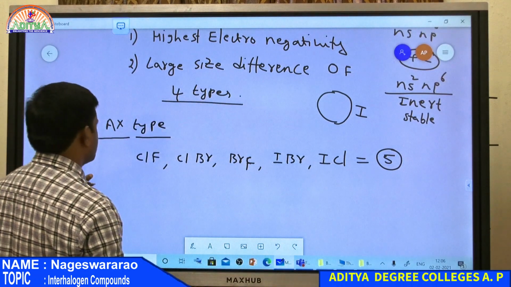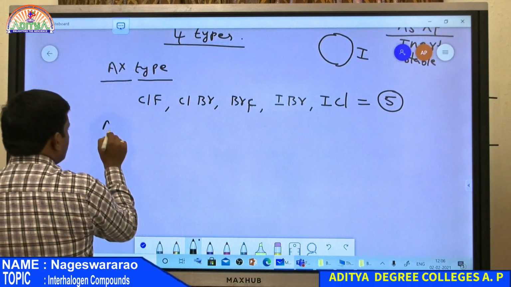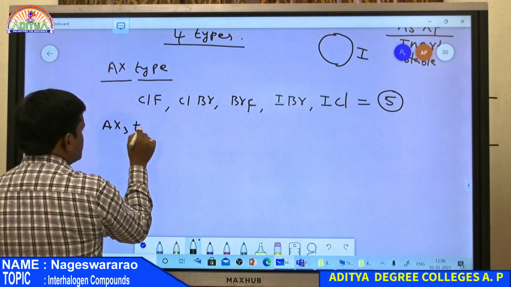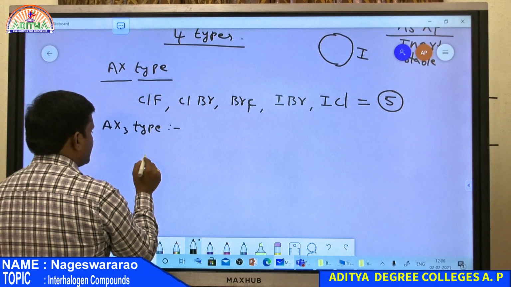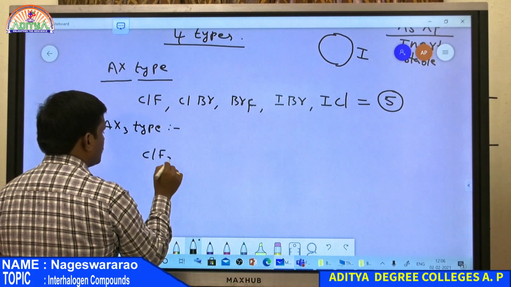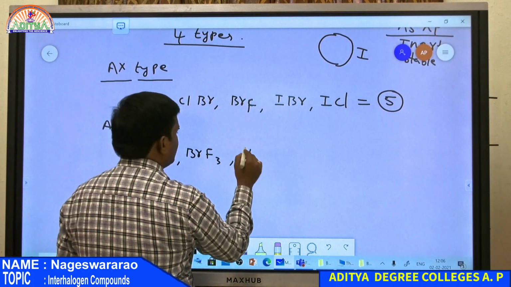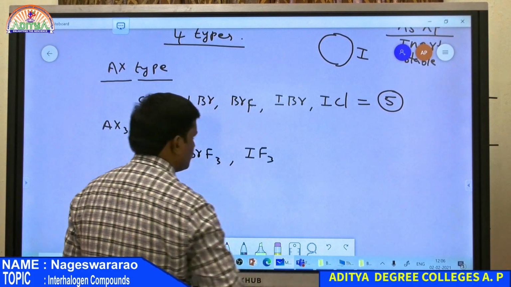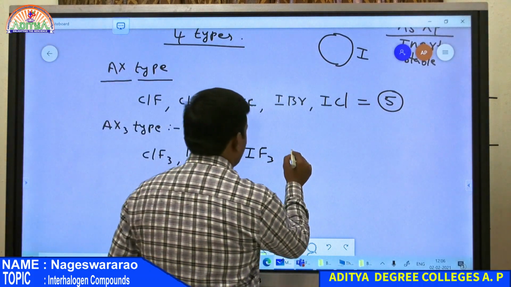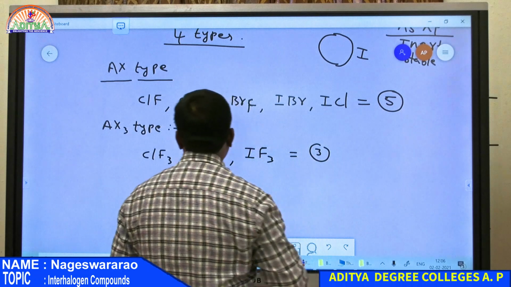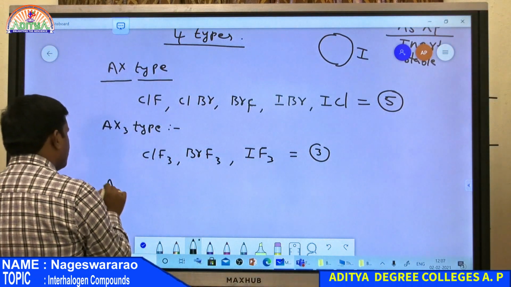The second classification is AX3 type. The examples for AX3 type interhalogens are ClF3, BrF3 and IF3. So there are 3 interhalogen compounds of AX3 type, and then AX5 type.